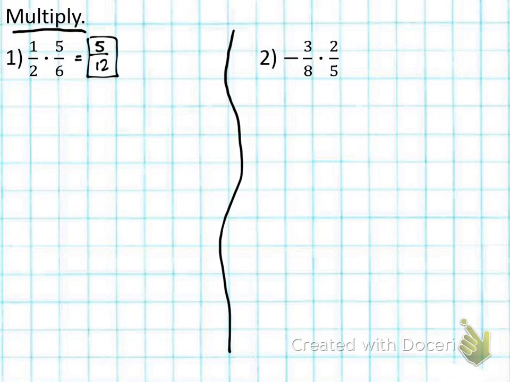Alright, so that's number 1. Now look at number 2. Same thing, except this time I have a negative sign, so I have a negative times a positive, right? Remember, what's a negative times a positive?